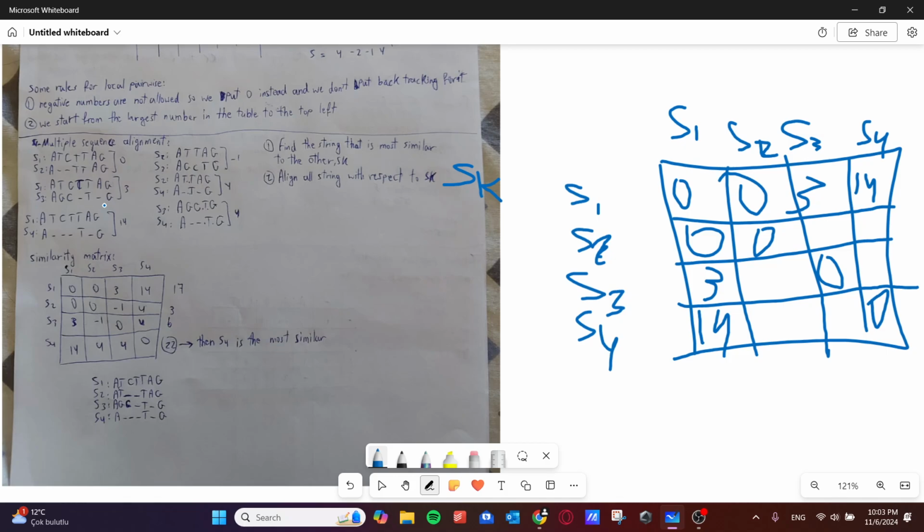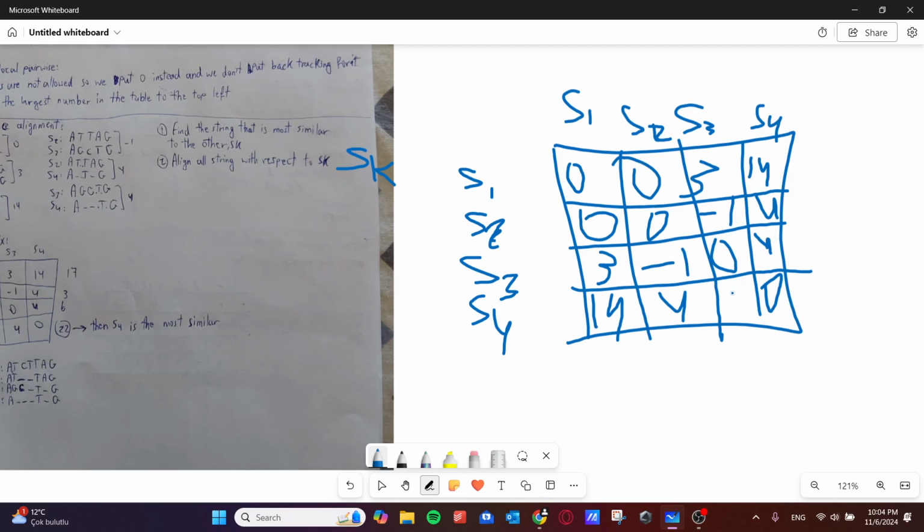So what is the alignment score between S2 and S3? S2 and S3, here it's -1. What is the alignment score between S2 and S4? S2 and S4, it's 4. Okay, so we put 4. What is the alignment score between S3 and S4? S3 and S4, it's 4. Again, it's the same.